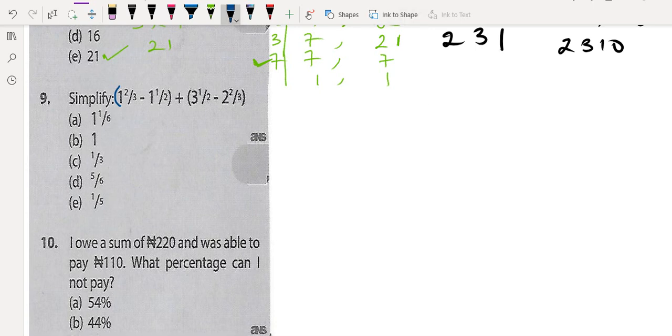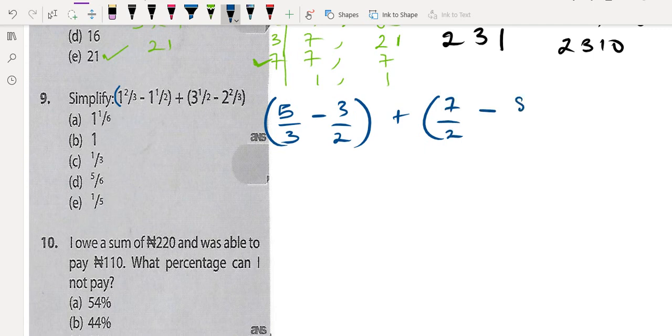Convert this mixed fraction to improper fraction. 1 whole number 2 over 3 becomes what? Minus 3 over 2. Then plus what? 7 over 2 minus 7 over 2. 8 over 2. Minus 8 over 3. What's the LCM here? 6. 3 into 6, 2. 2 times 5, 10. Minus 2 into 6, 3, times this, 9.